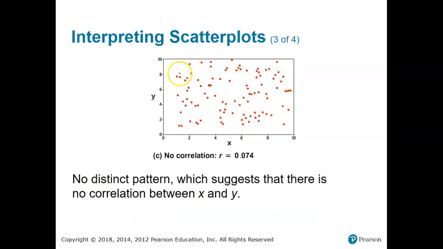If you have one like this that has no distinct pattern, then you're going to see an R value that's actually close to 0. So the closer the absolute value of R is to 0, the more that's going to indicate that there's no correlation. The closer it is to 1, then that's going to be a stronger correlation.